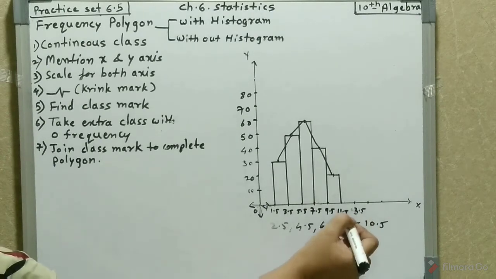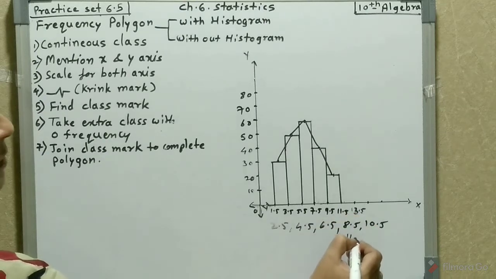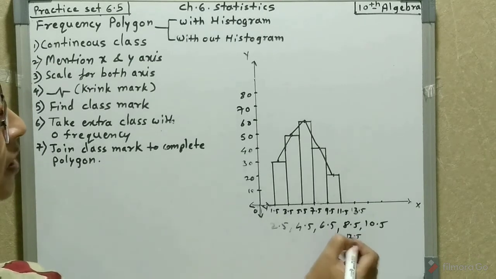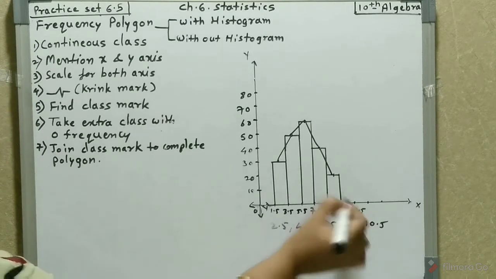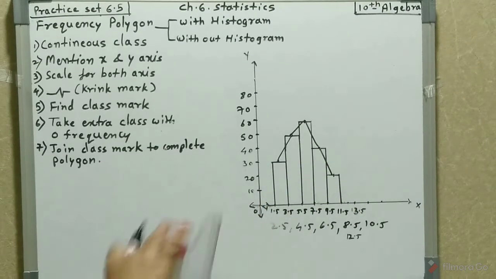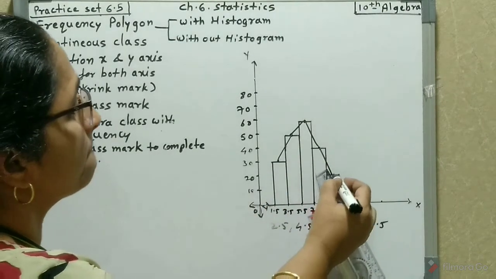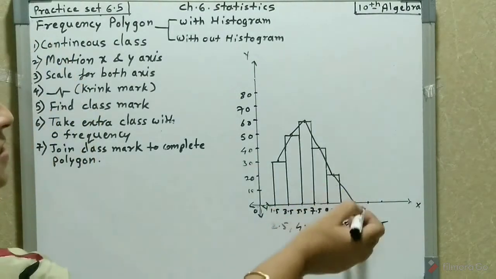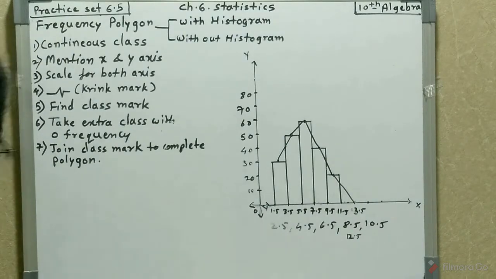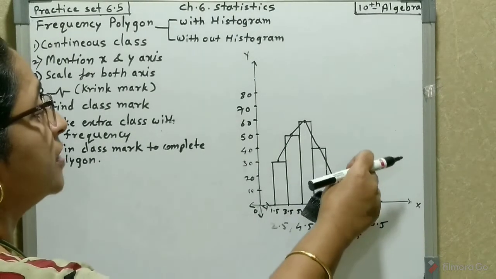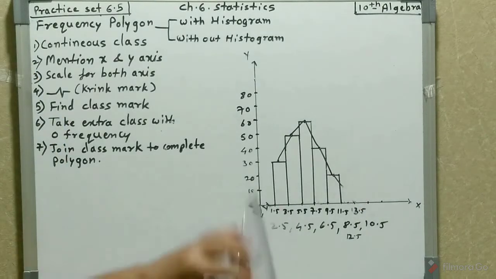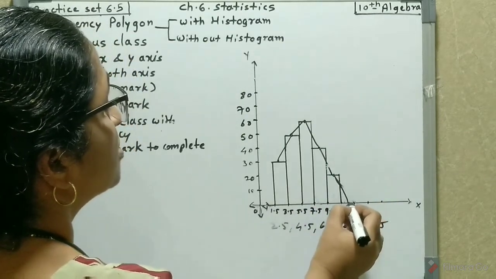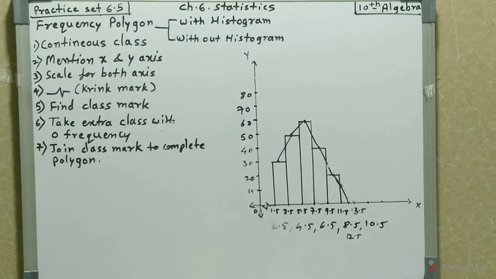And the class mark of this class is, sorry, 12.5. So this is the class mark of zero frequency. So we join here the last point. This class has zero frequency. Okay, so this is the midpoint on the x-axis with zero frequency.